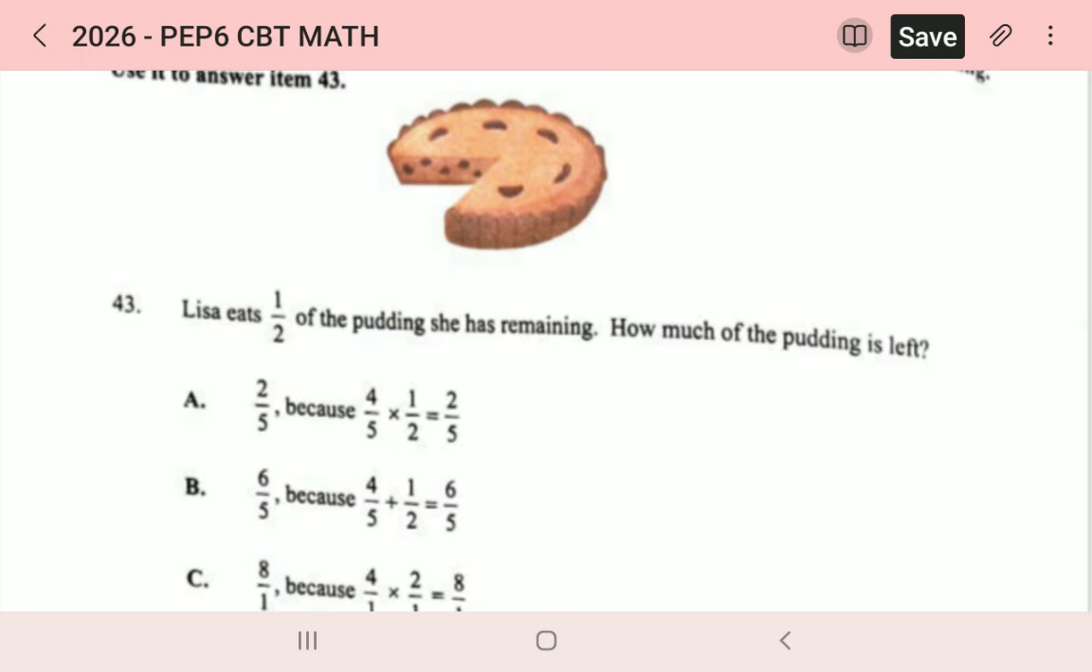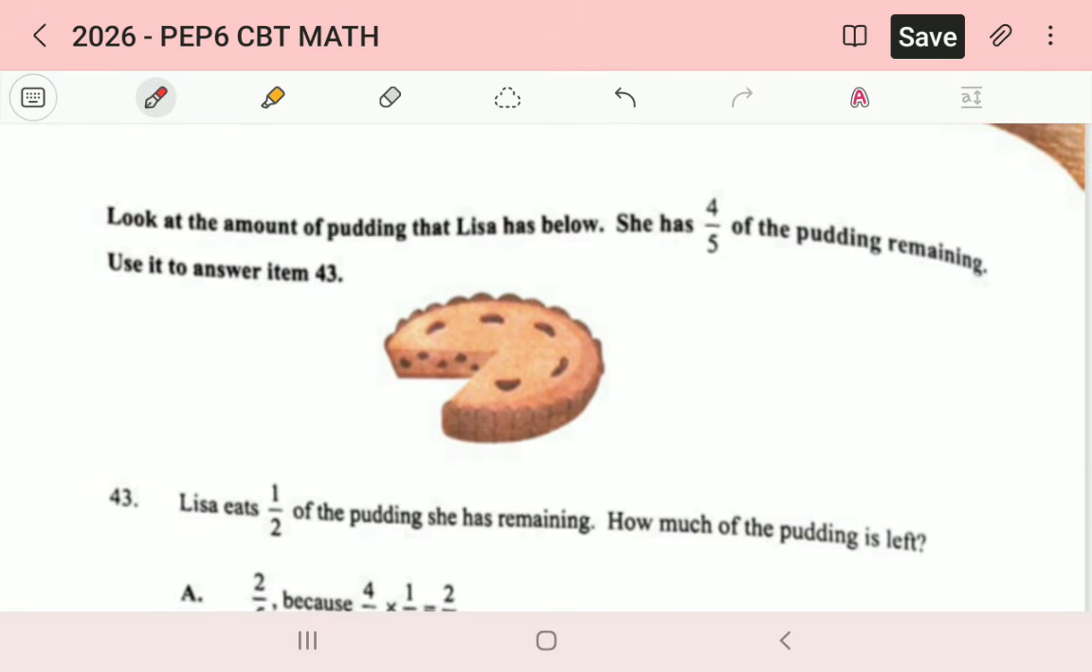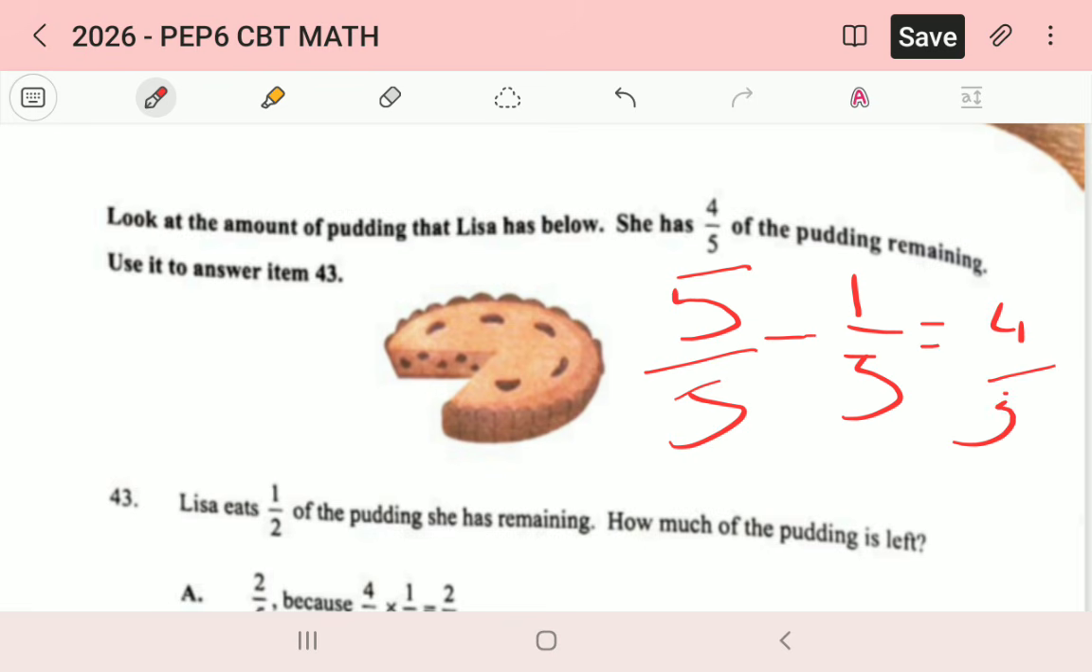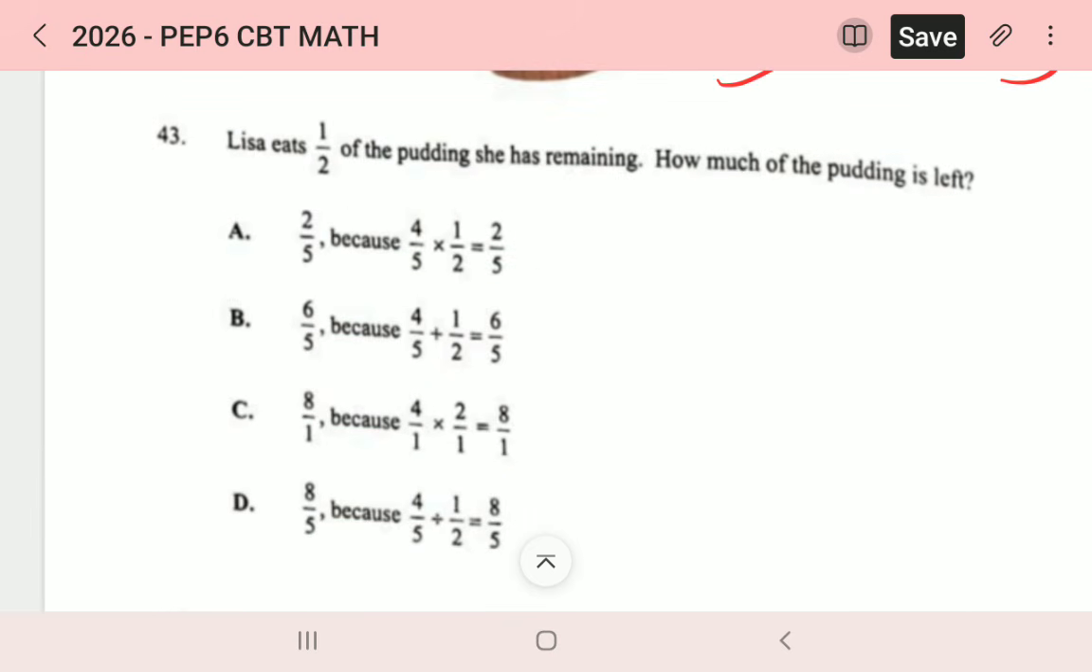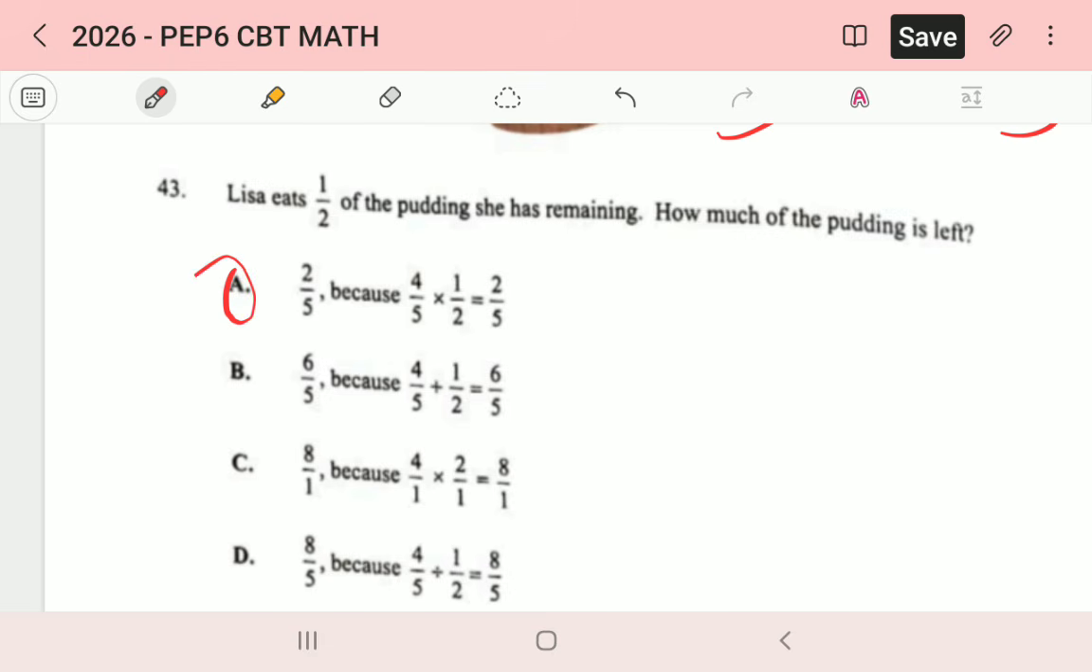All right, so if she ate a half of the pudding that is left, from the start she would have a full pudding of 5 out of 5, the whole. If she has 4/5 left, then it means that she would have eaten 1/5. That's why she has 4/5 left. So a half of 4/5 now would be 2/5. All right, so you're looking for 2/5, which is at A.